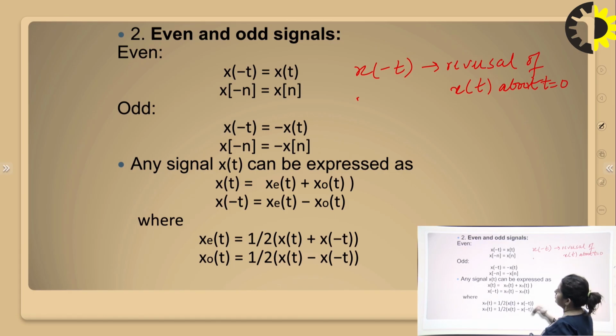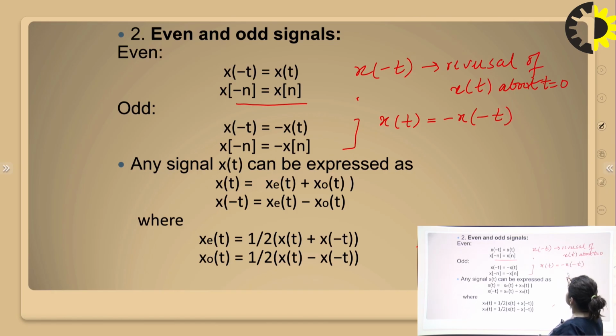About the origin, you can say. And similarly, x of minus n is equivalent to x of n. So if these types of signals happen, then these are called even signals. Similarly, for odd signals, we have x of minus t is equivalent to minus of x of t. So here there is a reversal, or you can write like this, x of t is equivalent to minus of x of minus t.